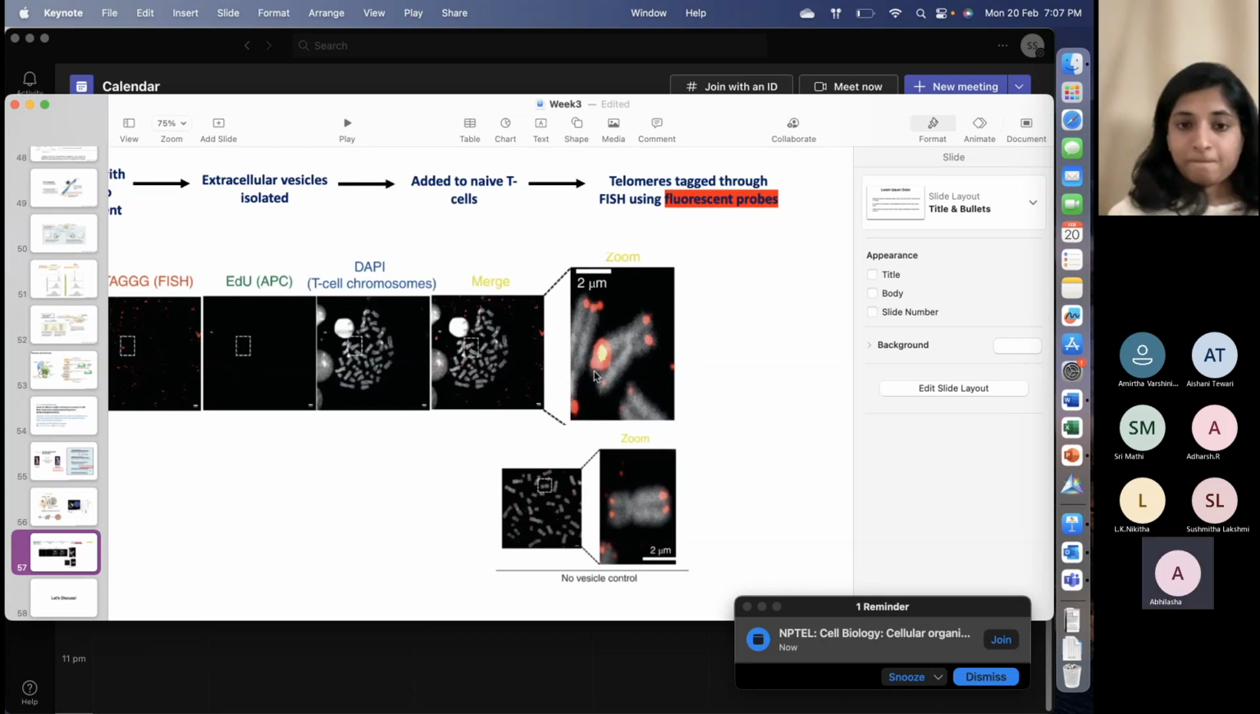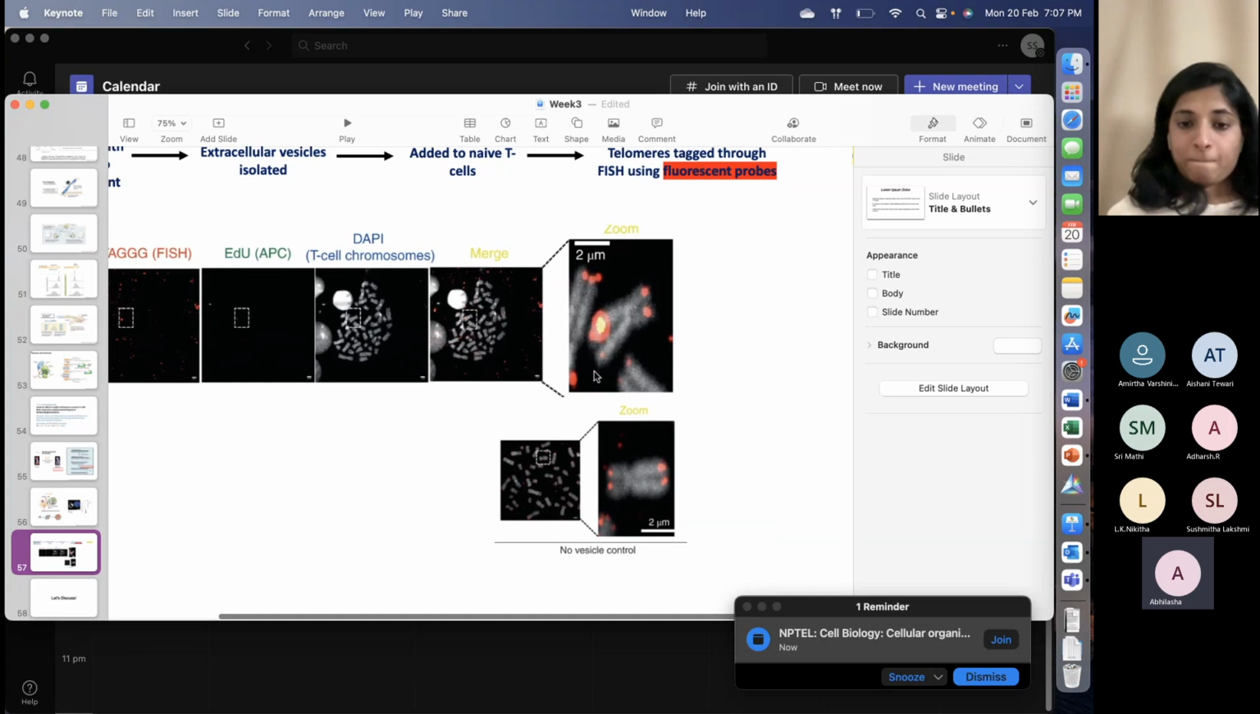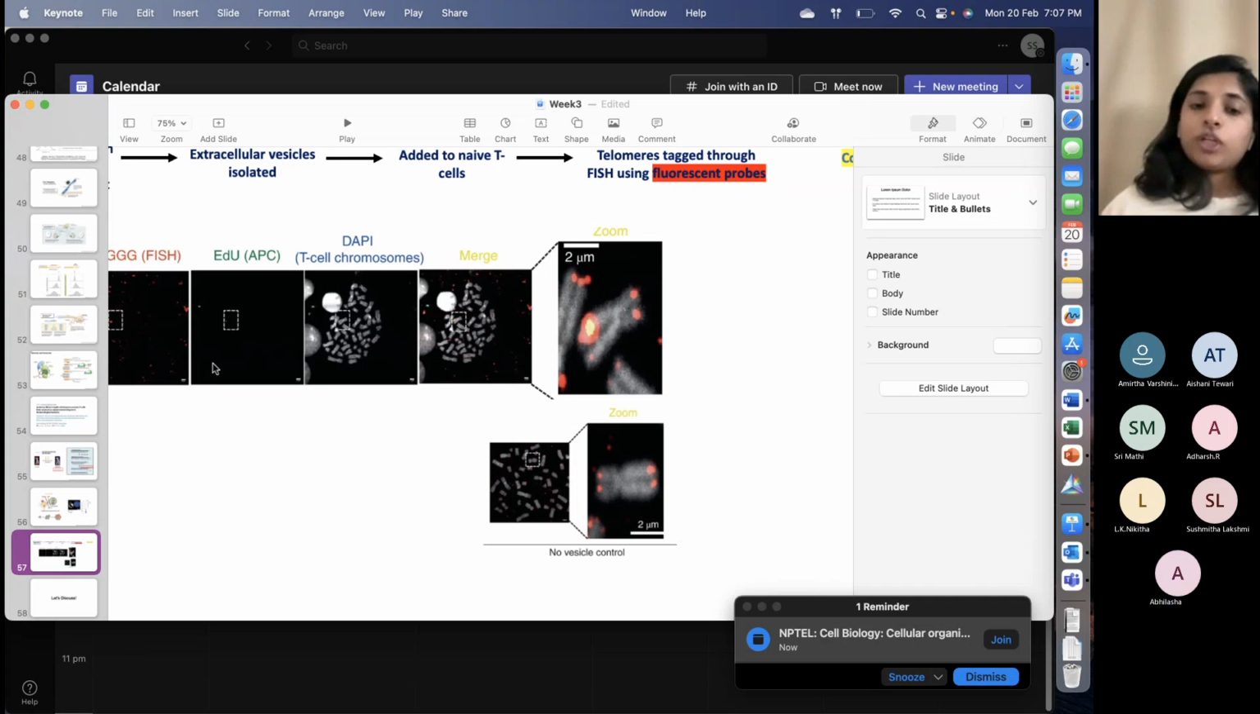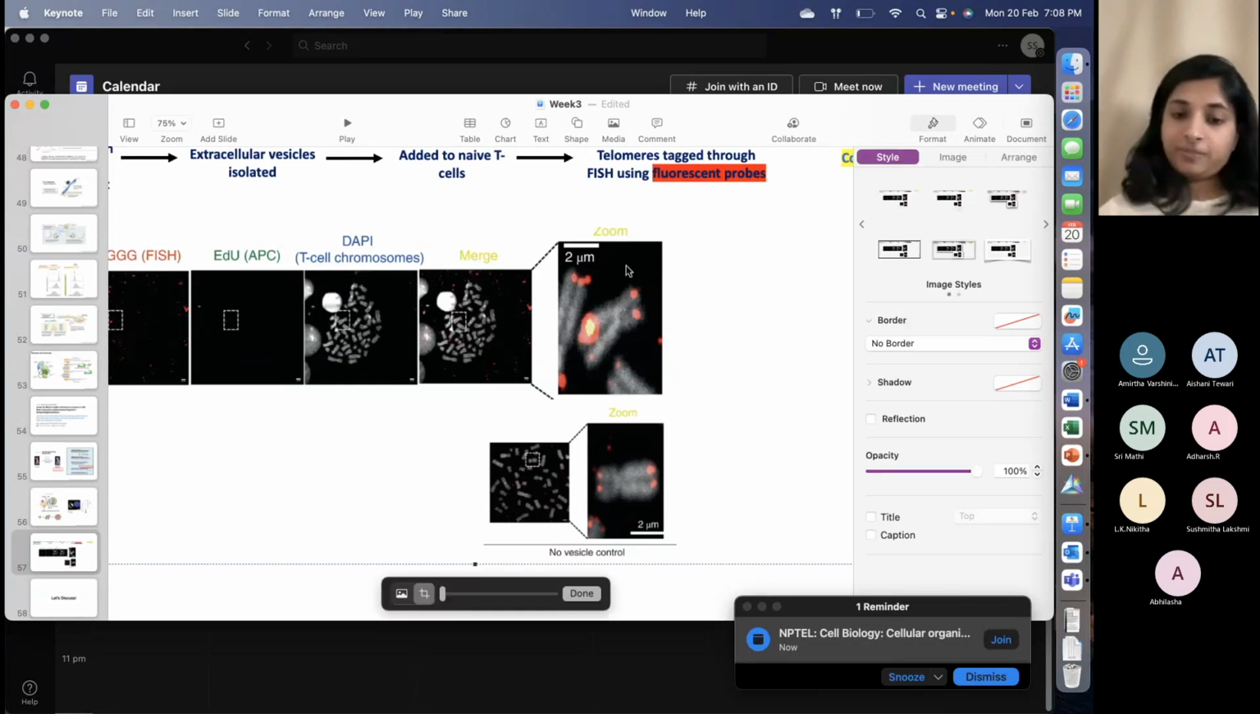Ma'am, these green telomeric ends, were they present in the APC or the T helper cell? It was originally present only in the APC, but what these authors propose is that this APC, along with giving them the signal that there is a pathogen attack, is also giving away its telomeric ends. So that is getting cut from the APC, and now it is present in the T cell as well. Okay, ma'am. This was an interesting paper.